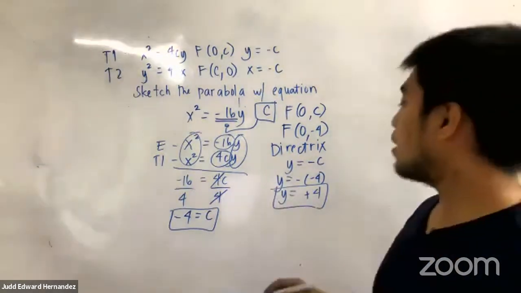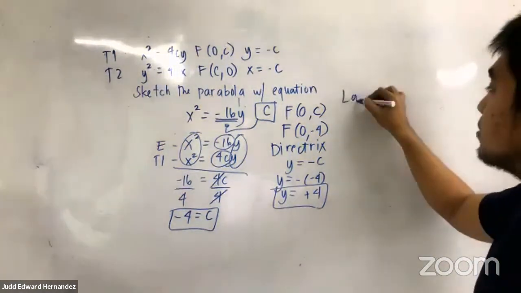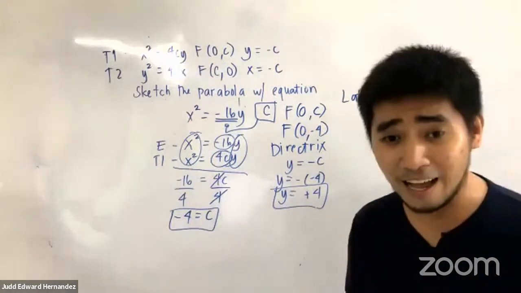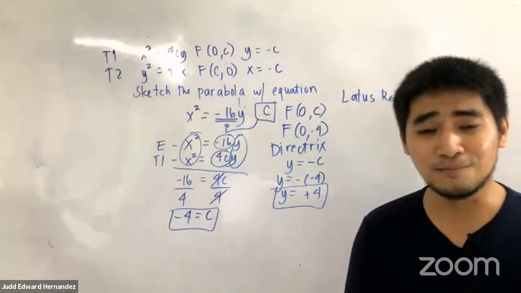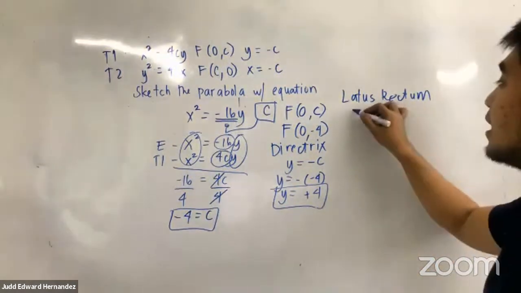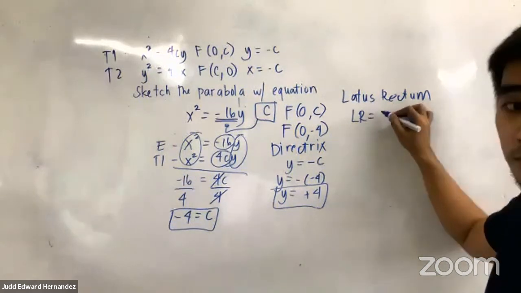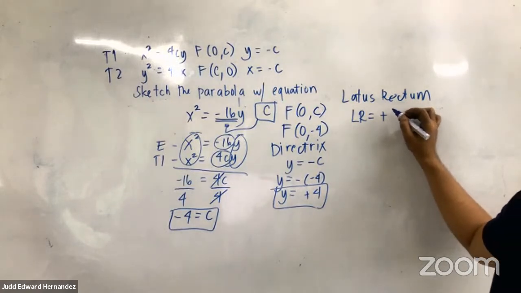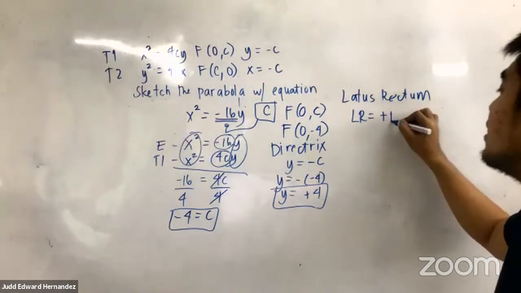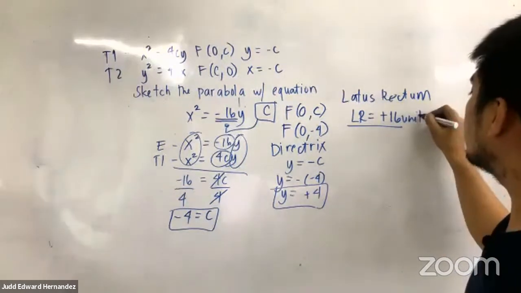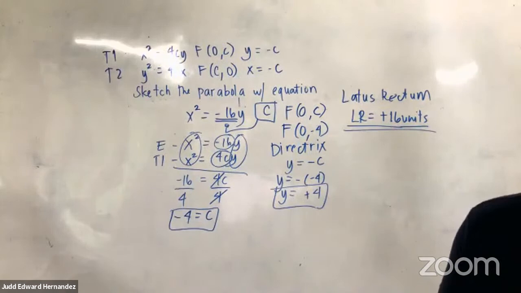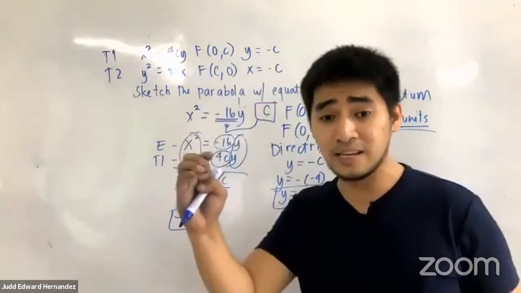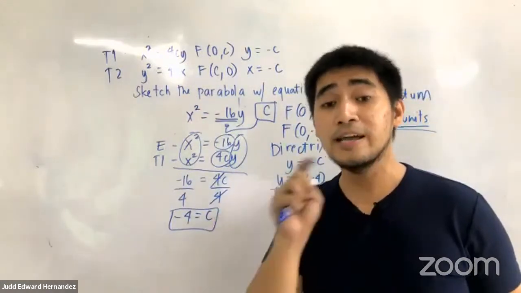So, if we now have here the focus, the directrix, all we have to do is to get the latus rectum. And what is the length of the latus rectum? Sinabi ko na sa inyo kanina. May negative bang latus rectum? Wala po. Therefore, what is the length of the latus rectum? Huwag niyong isasagot sa akin yung 4. That is just C. Eh, di ba sabi natin that is 4 times C. Therefore, 4 times 4 is 16.